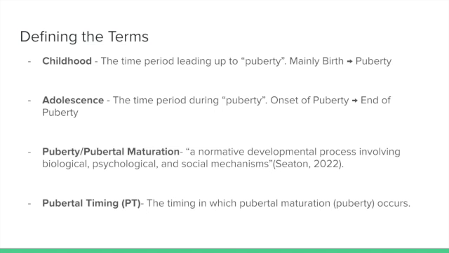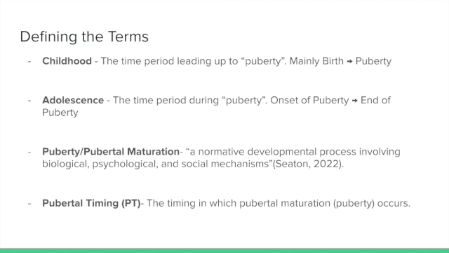Adolescence, on the other hand, is the time period during puberty. So that takes place from the onset of puberty until the end of puberty. Right? And then you will eventually be a quasi-adult after that adolescence. But this adolescent period and the timing of the transition between childhood and adolescence is really what we're going to focus on today. And it's important in understanding those timelines going forward.